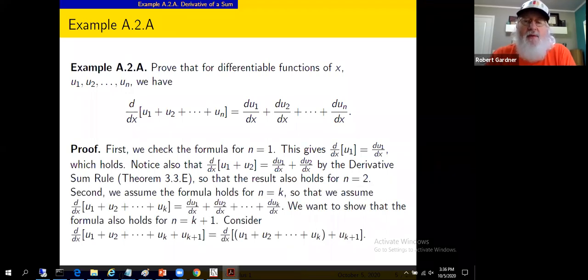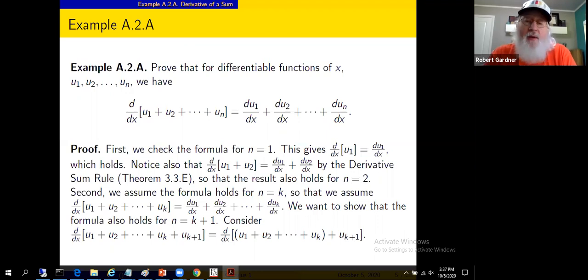So secondly, the induction step. Assume the formula holds for n equals k. So when we add k functions together, the derivative of the sum of k functions is the sum of the derivatives of those k functions. N equals k, k functions. We want to show the result holds for n equals k plus 1. Suppose you add together k plus 1 functions and differentiate.